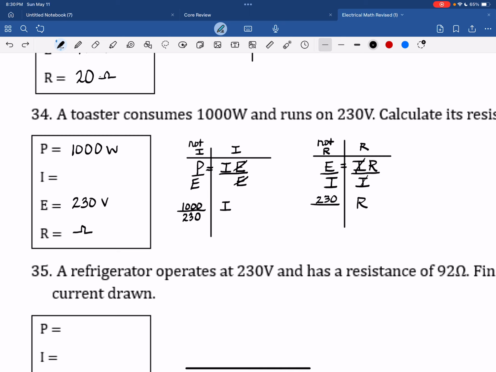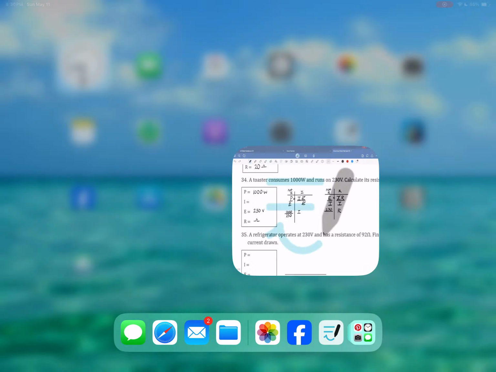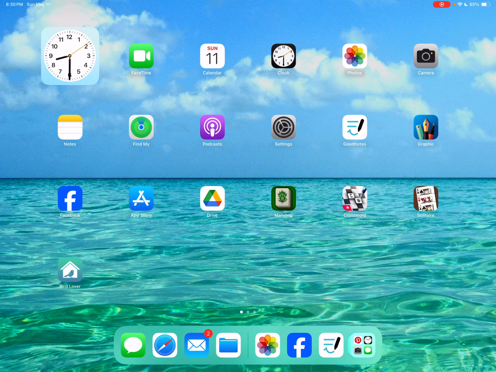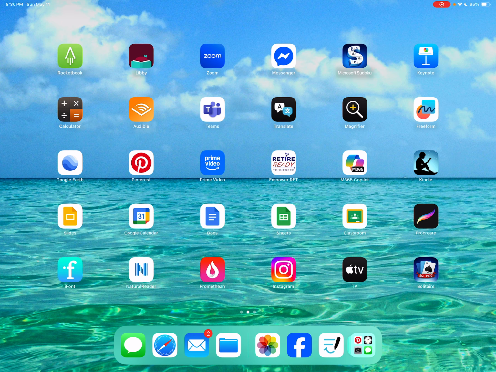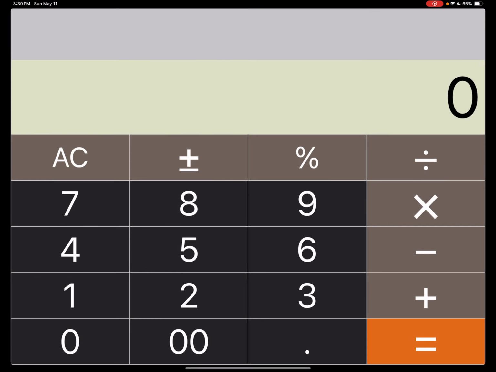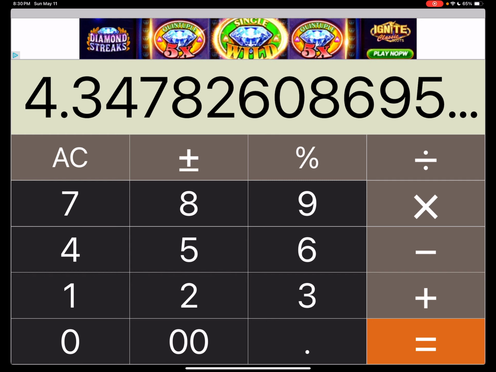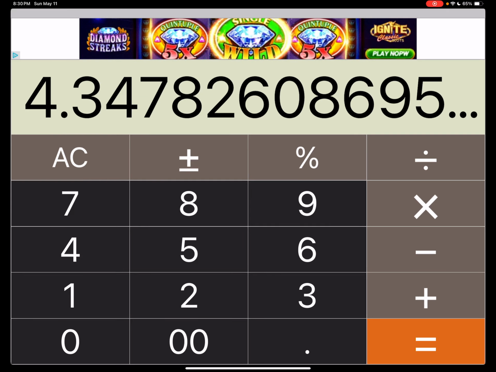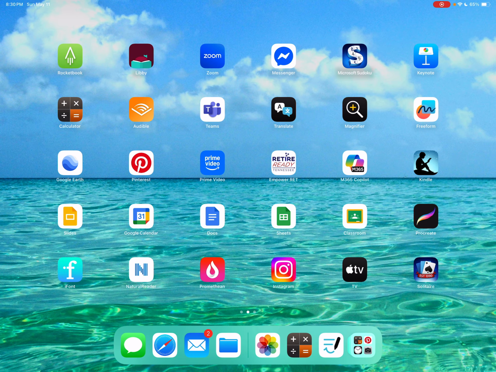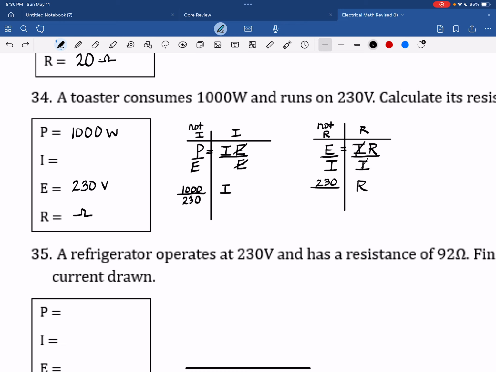And I'm going to need a calculator, which I do not have. I don't even have my cell phone. So let me go here to my desktop and see if I can find a calculator. And I did. So I'm going to do 1,000 divided by 230, which is about 4.34. I'm going to call that about 4.3. Let's just keep it simple. So I is approximately 4.3.